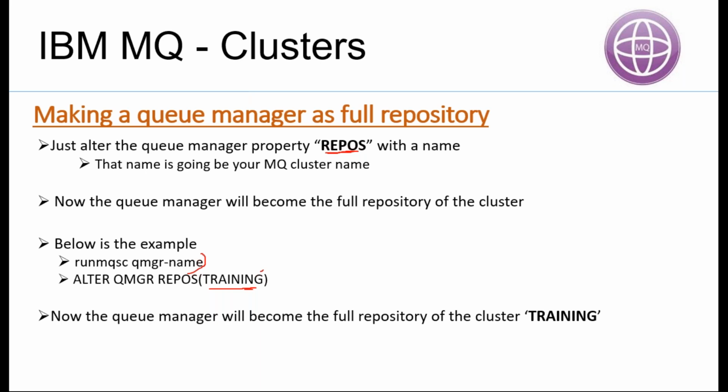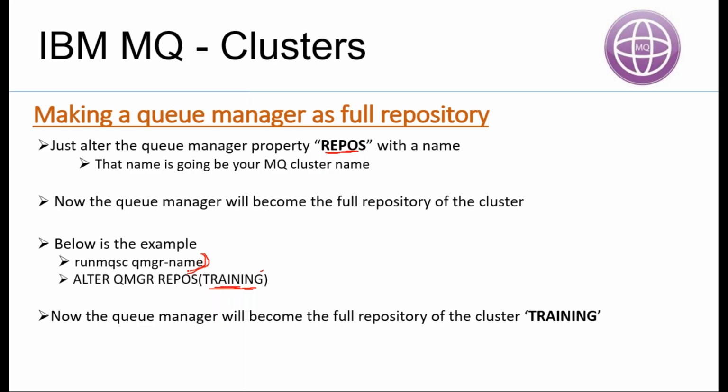Done. Now the queue manager will become the full repository in the training cluster. So in MQ, there is no such command called define cluster. There is no such command. You just need to alter the REPOS property and give your cluster name. That's it. So in the training cluster, that queue manager will become a full repository. Now you got clarity on how to convert a partial queue manager to a full repository queue manager. Any questions?